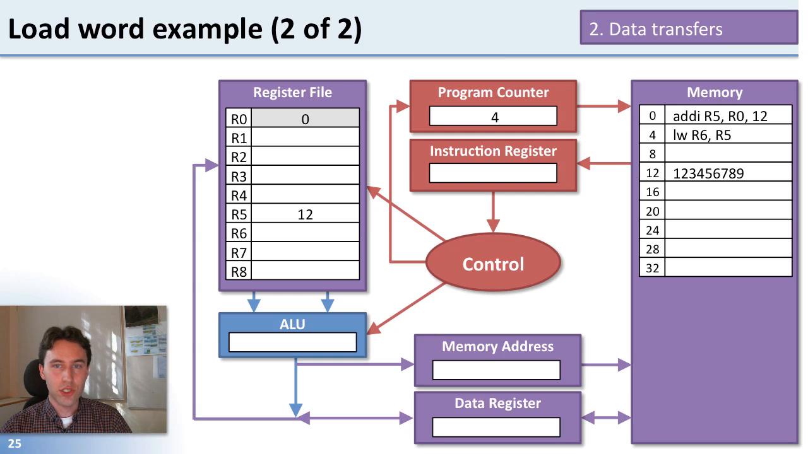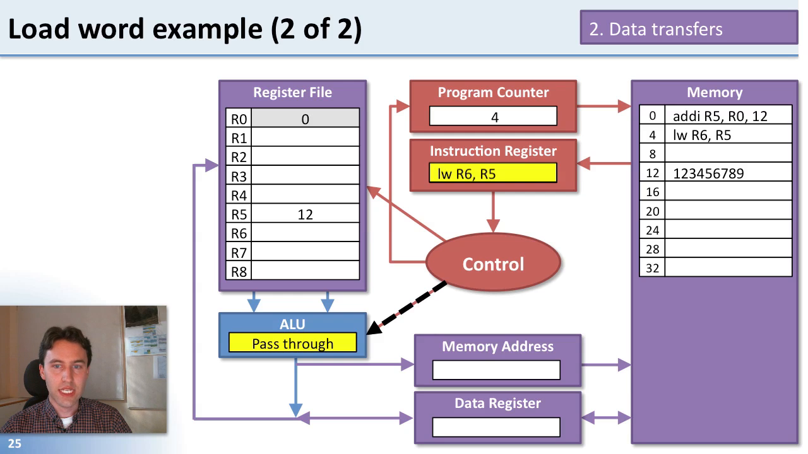Now we're going to execute instruction number 4, so our program counter points to memory address 4. We load memory address 4 into our instruction register. The instruction register is then decoded by the control, which tells the ALU what to do. In this case, the ALU is just going to pass the value through.